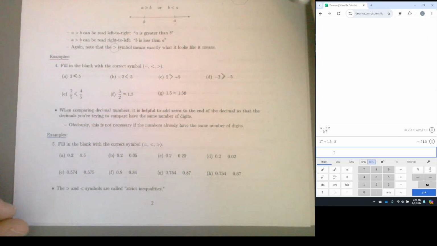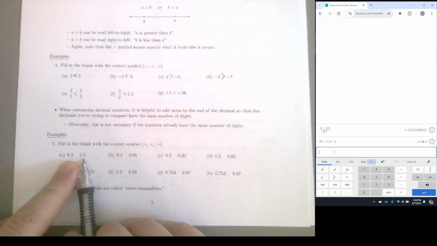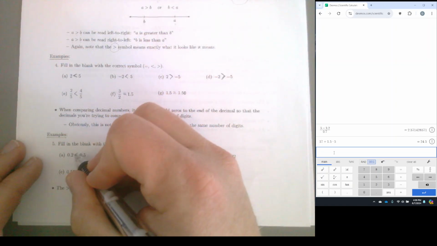Now, if you're comparing 2 decimal numbers, it may be helpful to add or remove zeros from one or both numbers so that they have the same number of digits, and then that will make the numbers easier to compare. Let me give you some examples. If I'm comparing 0.2 and 0.5, these both have been rounded to 1 decimal place, and so I can compare them easily. I know that 2 is less than 5, and therefore 0.2 is less than 0.5.